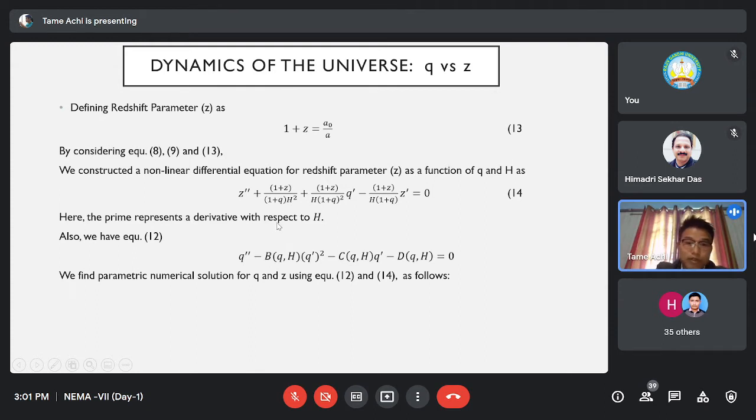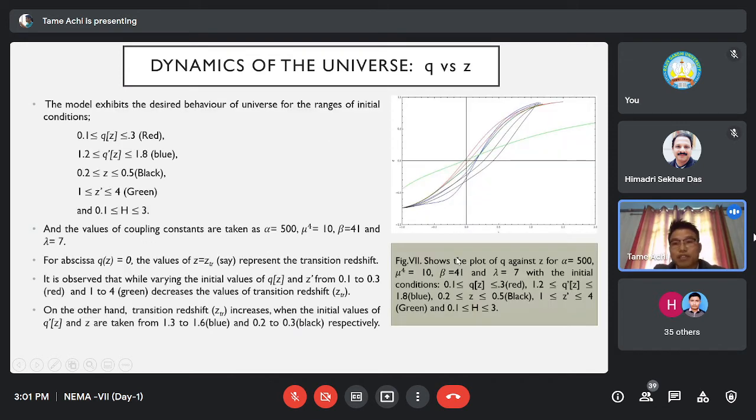So what we have done is we already have one differential equation from equation number 12, which is a relation between Q and H. We combine equations number 12 and 14, and we took a parametric numerical solution for Q and Z. Since Z is a function of H and Q is a function of H, we find a relation between Q and Z numerically and solve to get this graph.